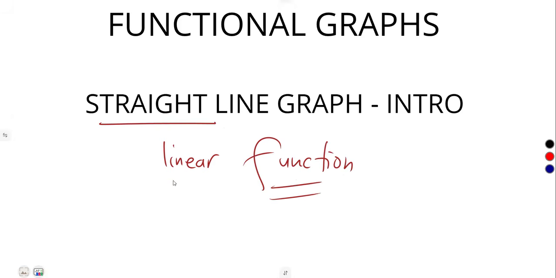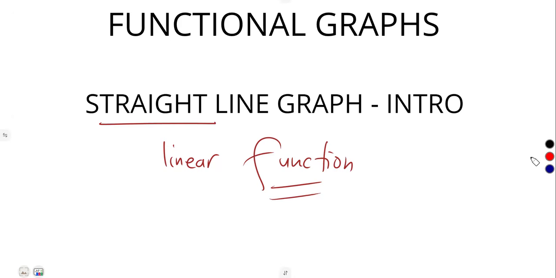Meaning to say, the linear here is based on the presentation of the equation, the format that you are going to use. You are going to see that x is raised to the exponent of 1. The exponent 1 is linear, 2 is quadratic, 3 is cubic. So when the highest exponent on x is 1, that's a linear function that you're going to consider.